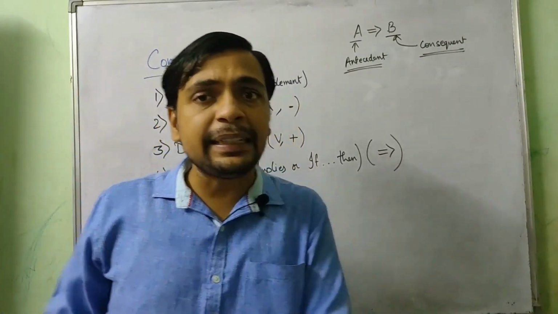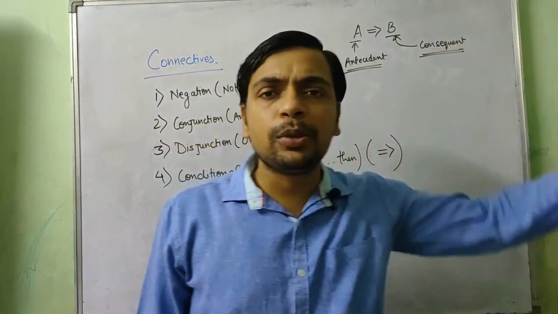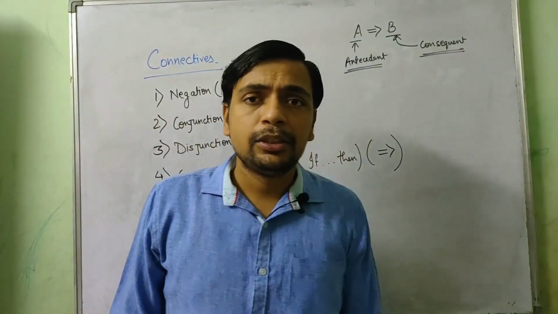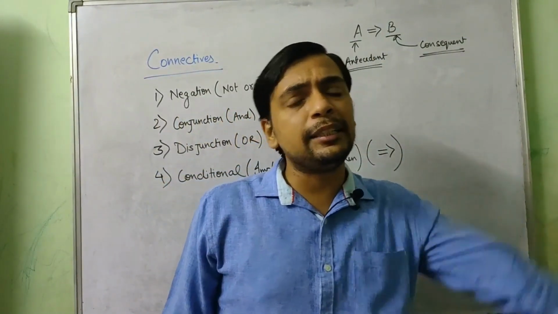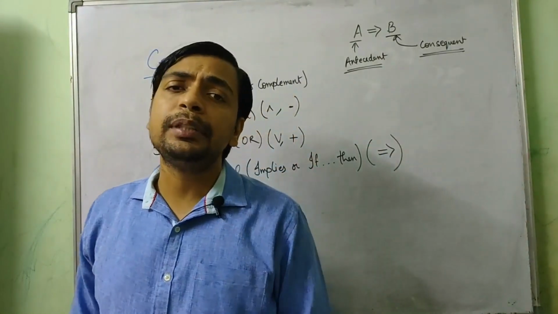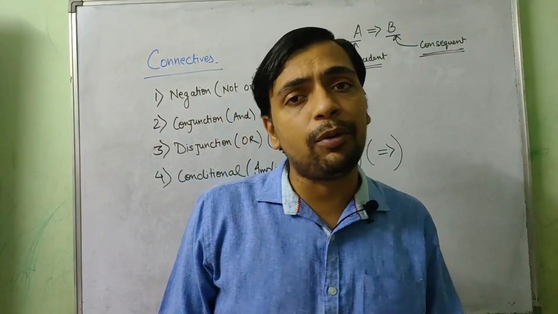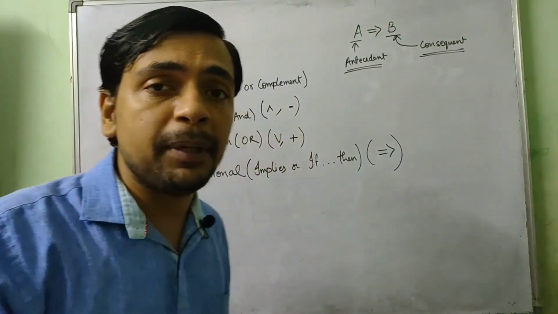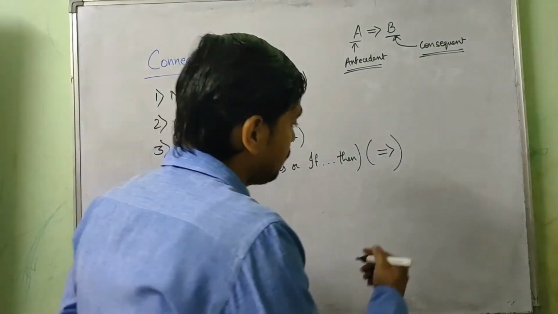So if the antecedent is false, the consequent being true or false doesn't matter. The result will be true itself. But if the antecedent is true, then the consequent has to be true, otherwise the final result will be false. So let's see a truth table representation.